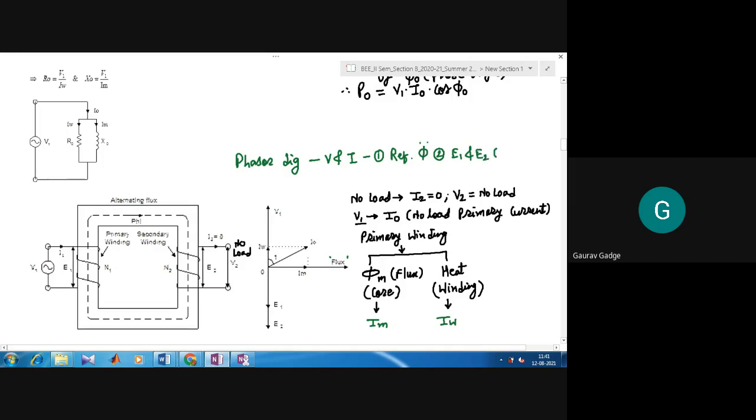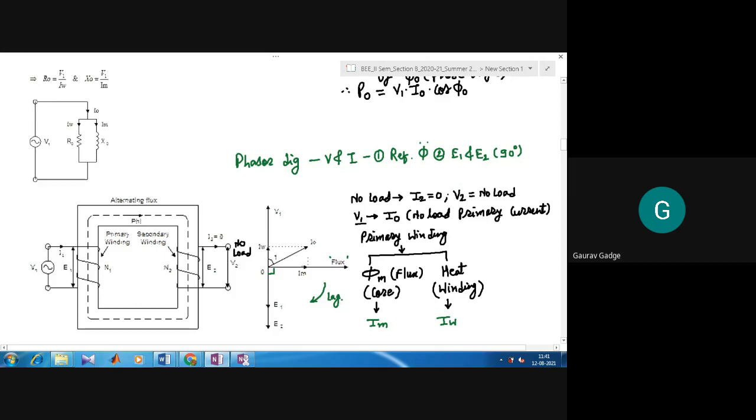This E1 and E2 have a phase shift of 90 degrees, which is clear from the expression for the EMF: e is equal to Em sin(omega t minus 90). That indicates that the EMF lags the flux by an angle of 90 degrees. Therefore E1 and E2 have a phase shift of 90 degrees, and as it is in the negative direction, it lags by an angle of 90 degrees.